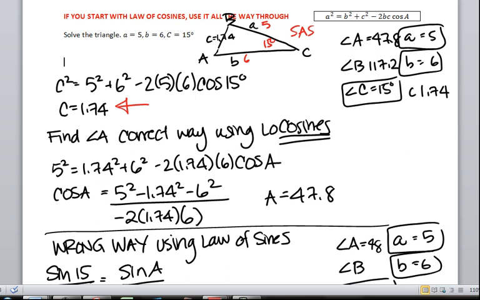So what I want to emphasize is basically if you start with the law of cosines, I know it's more work than using the law of sines, but use it all the way through so that you get the correct answer, because with the law of cosines, except for the ambiguous case, there's only one solution.